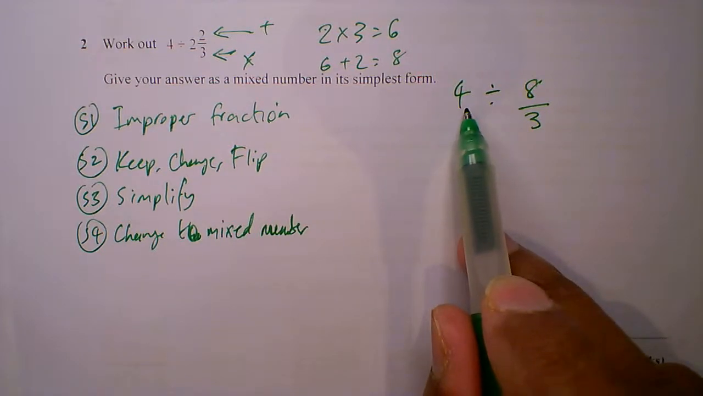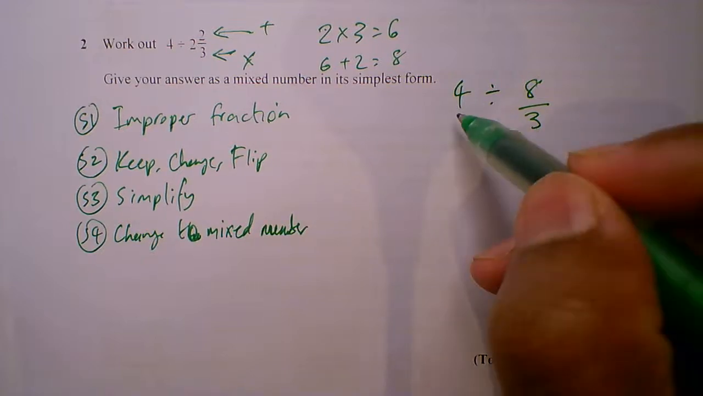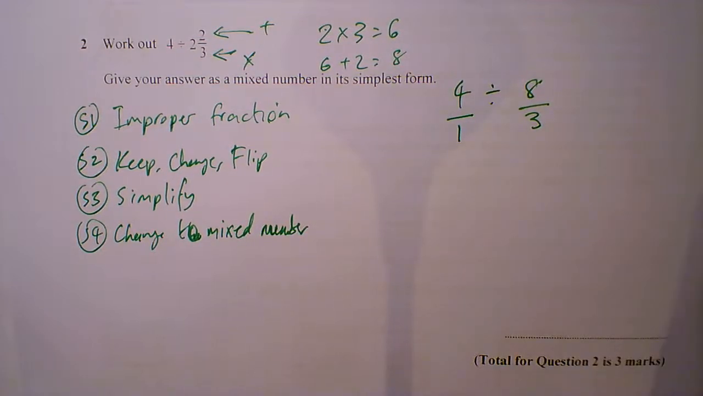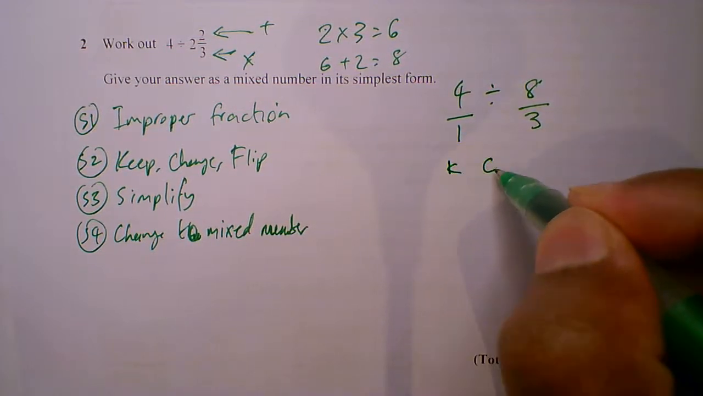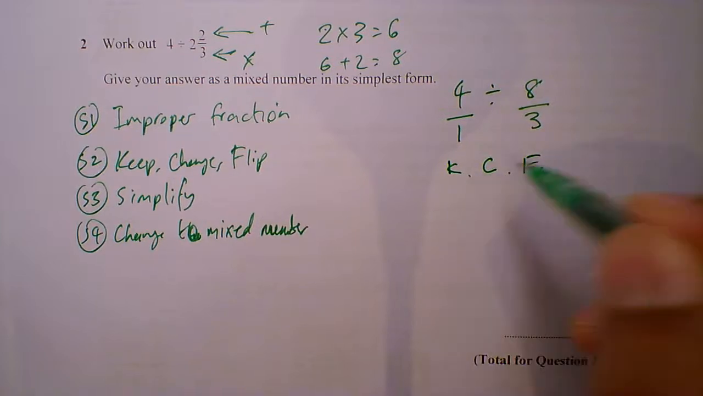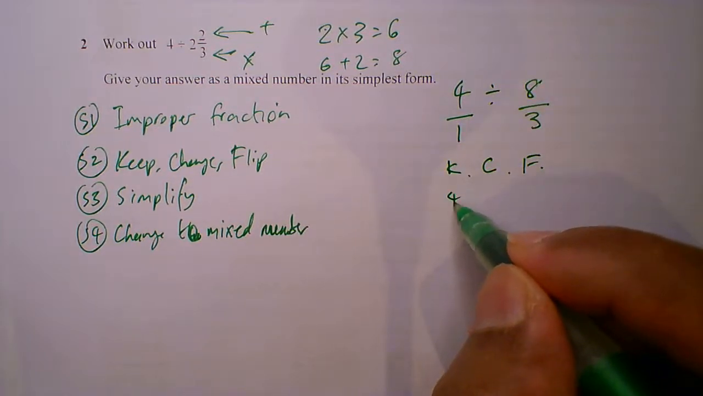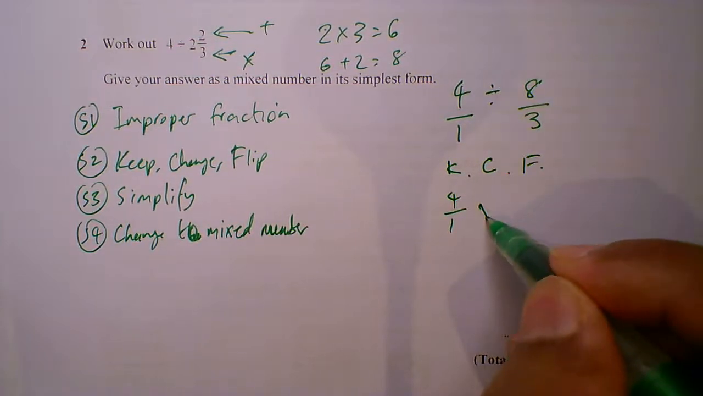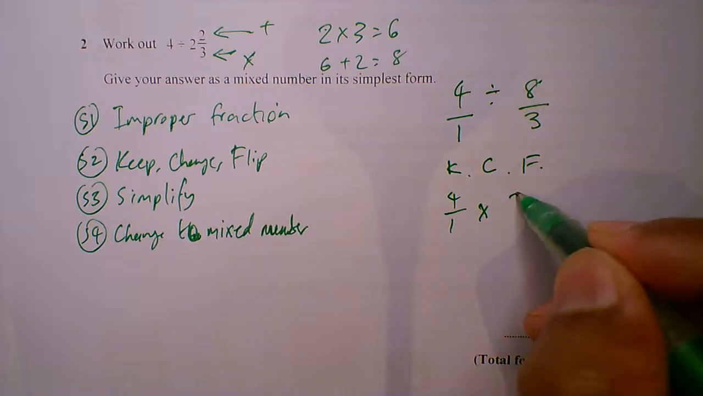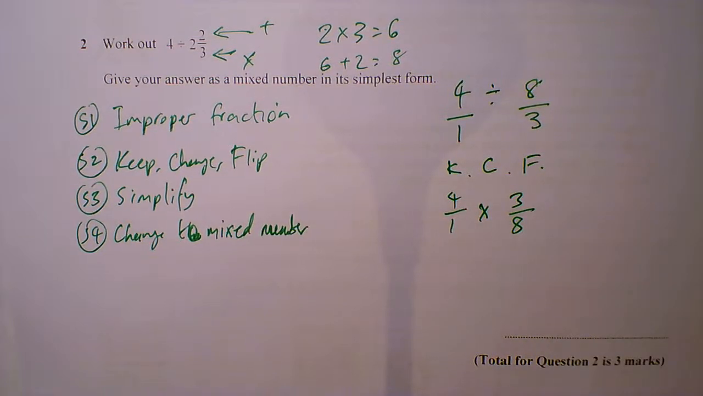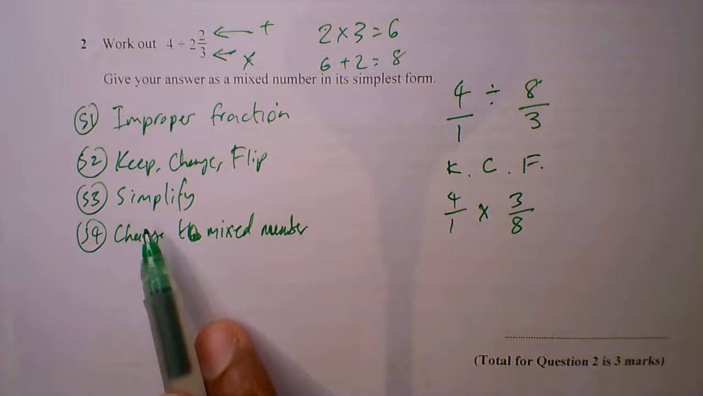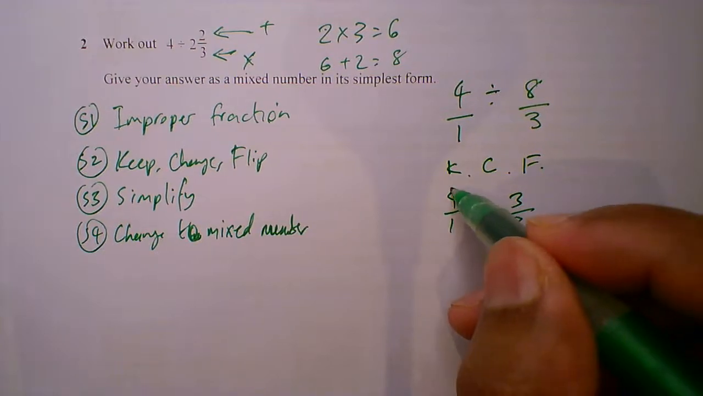I can change the whole number into a fraction just by putting it over 1. So keep, change, flip. So that's my step 2 now. So this stays as it is, 4/1. This changes to multiply. This flips to 3/8. So that's done. So now I'm on to step 3. I want to see if I can simplify.